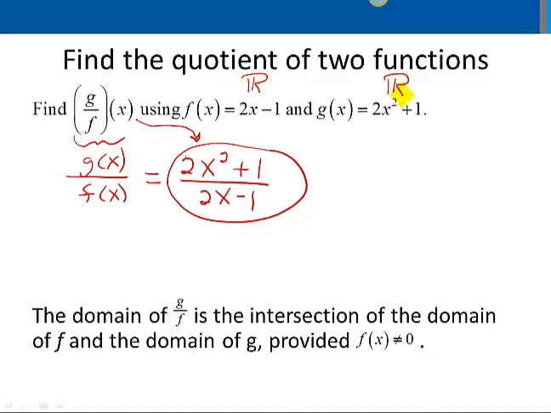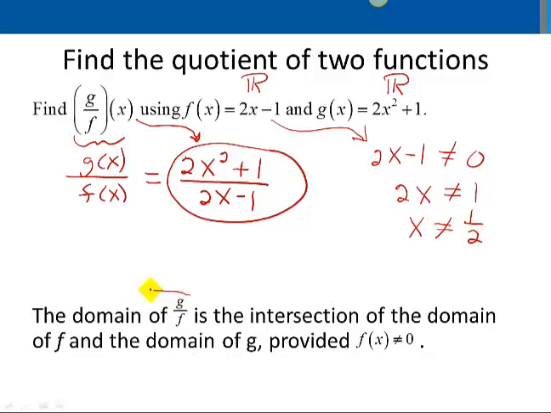The intersection of those two domains is all real numbers, but we also need to make sure that f of x is not equal to 0. So we need to be sure that 2x minus 1 does not equal 0. This would happen if 2x would be equal to 1, or if x would be equal to 1/2. Okay, so our domain of g over f is going to be all real numbers with the exclusion of 1/2.